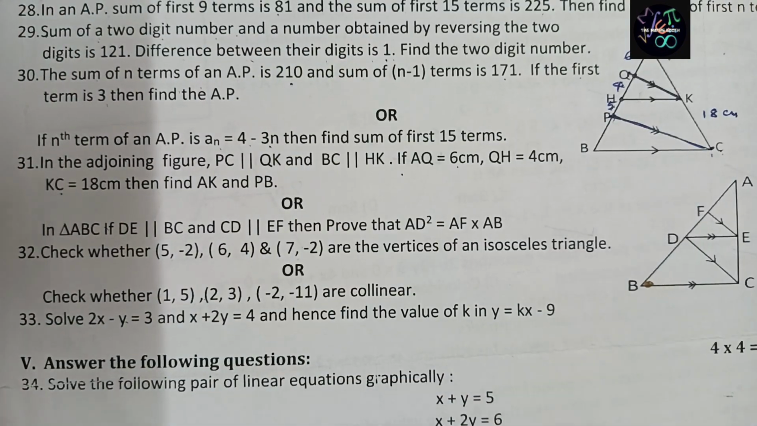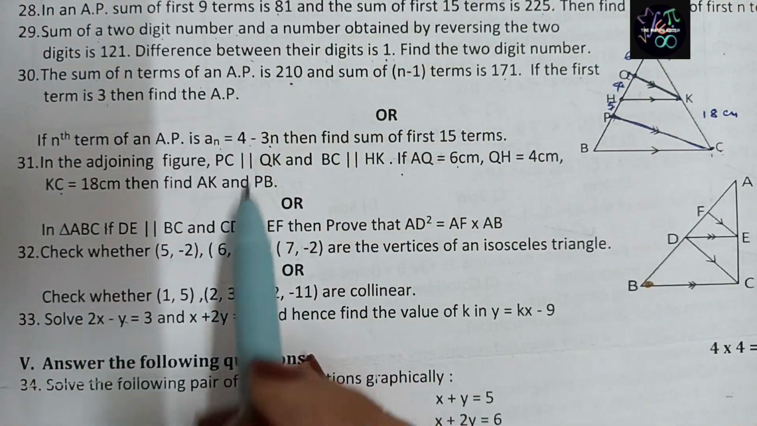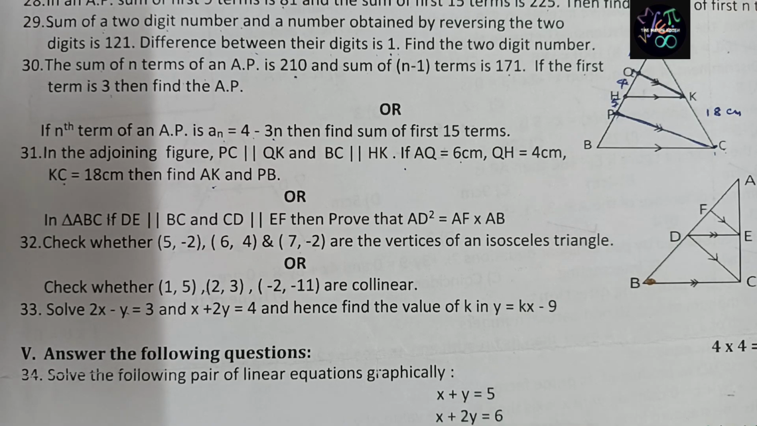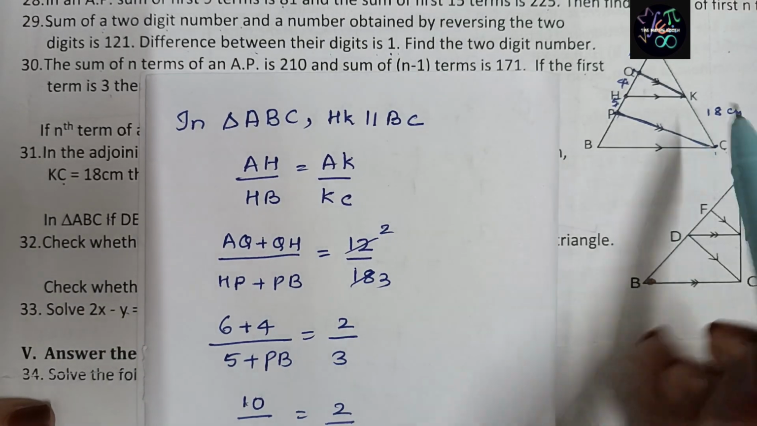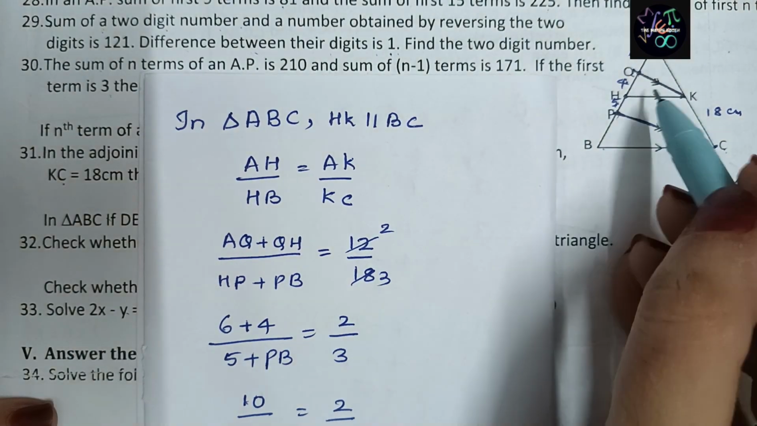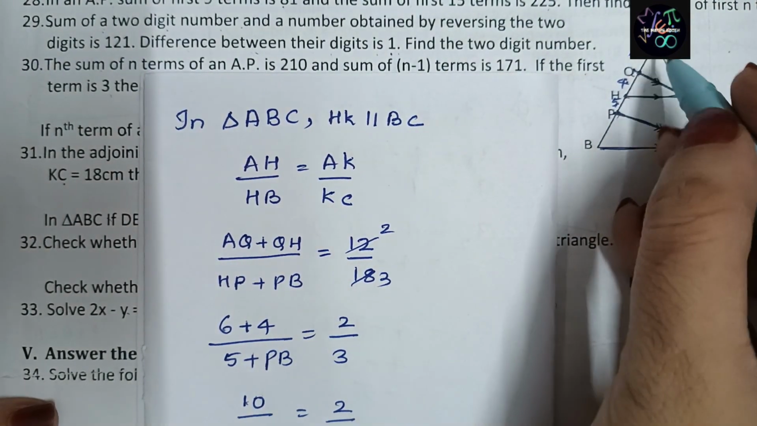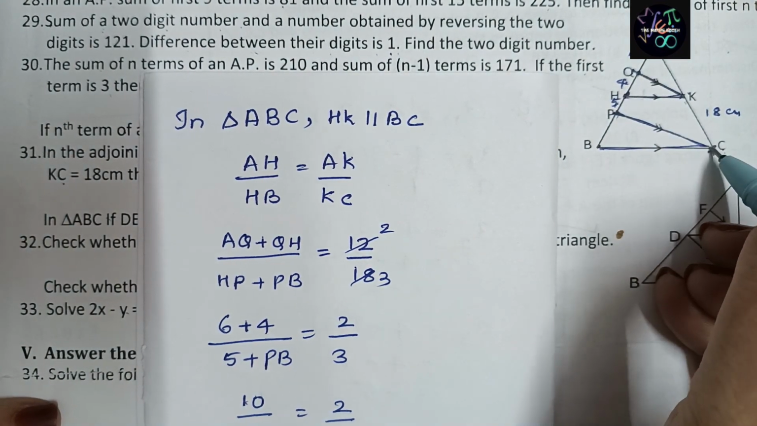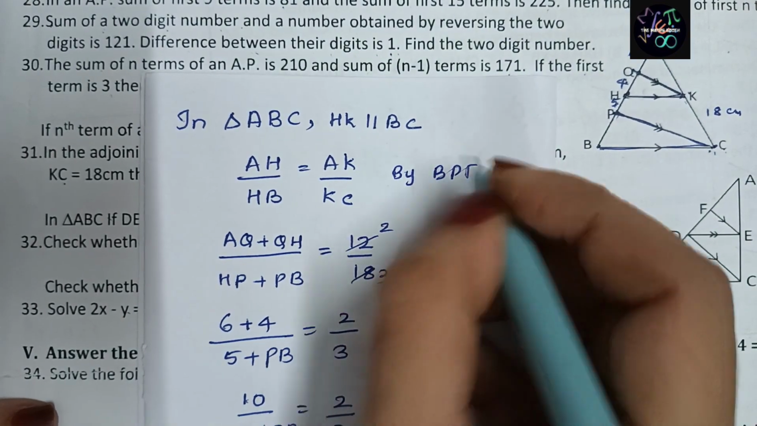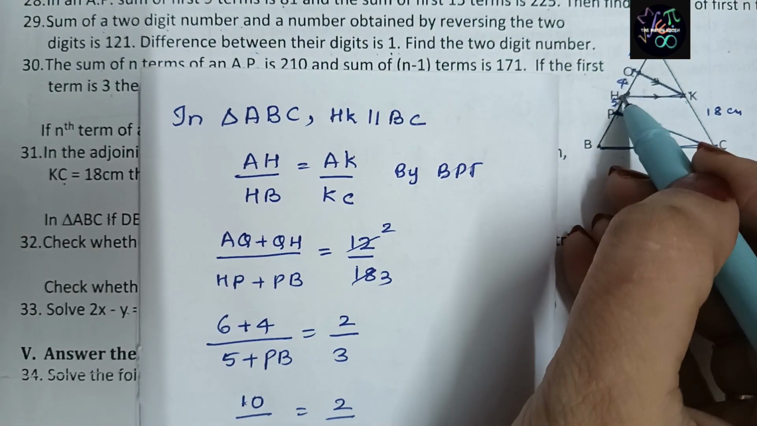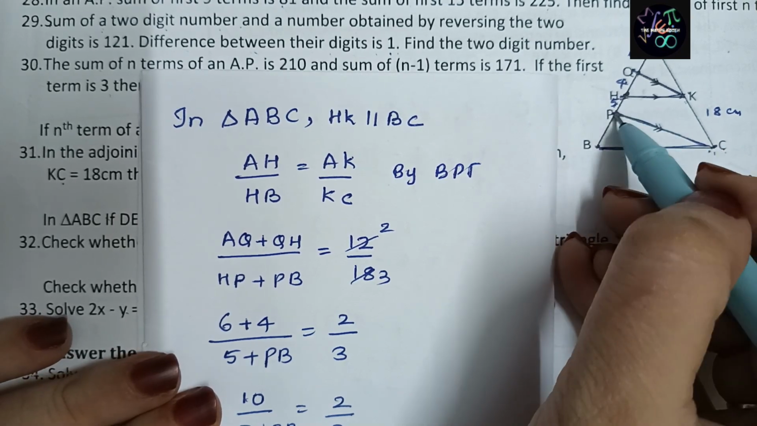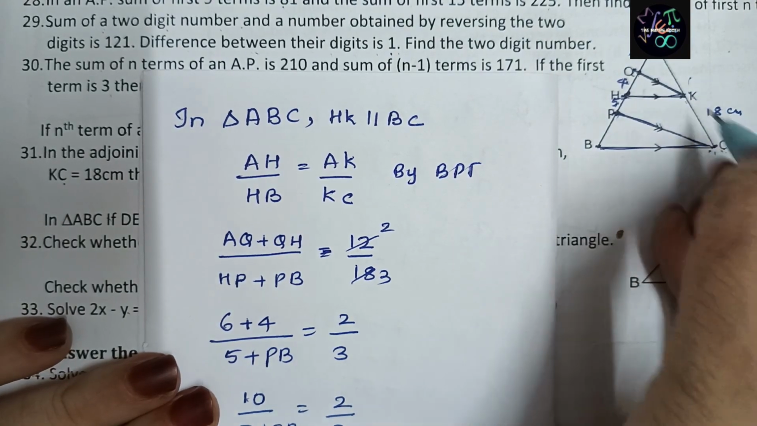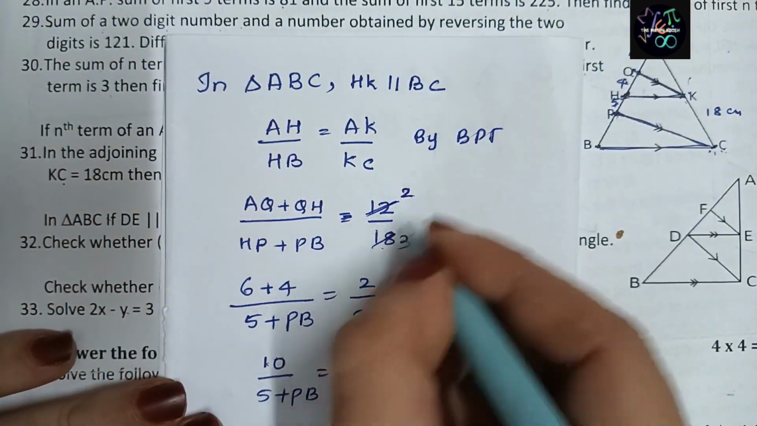Now let us see PB, we need to find. We got AK, now we need to find PB. To find PB, let us take the whole triangle, the triangle ABC. Here we can see in triangle ABC, HK is parallel to BC. I'll take half part. AH upon HB equals AK upon KC by BPT. Now AH value is AQ plus QH and HB value is HP plus PB, is equal to AK, which just now we got 12, and KC they have given 18. So 6 twos are 12, 6 threes are 18.